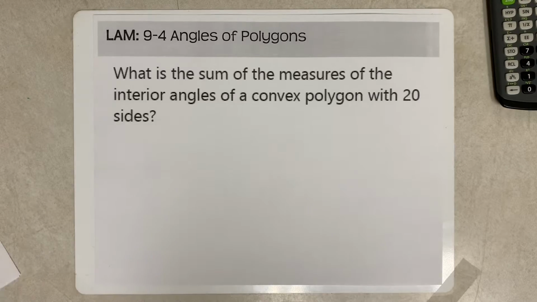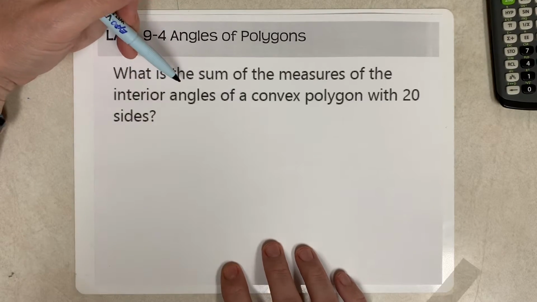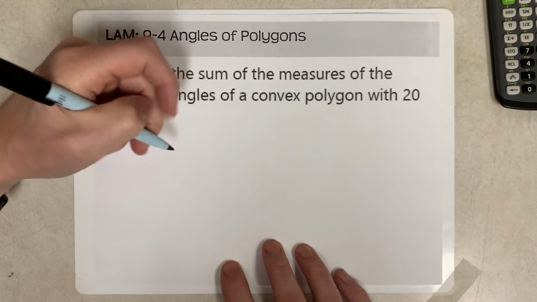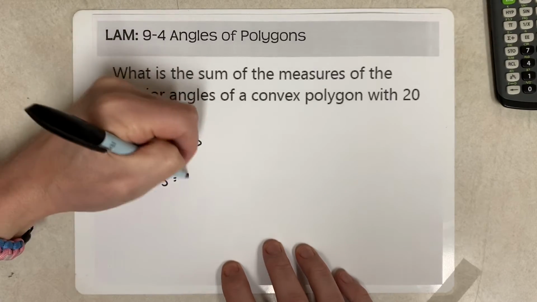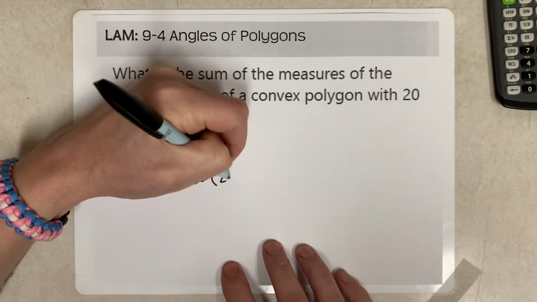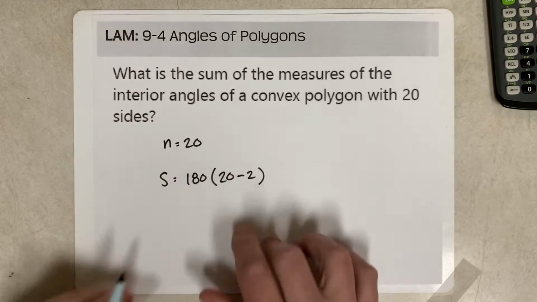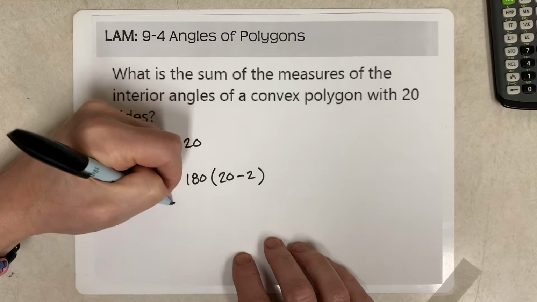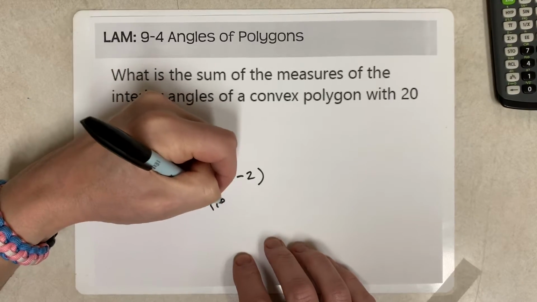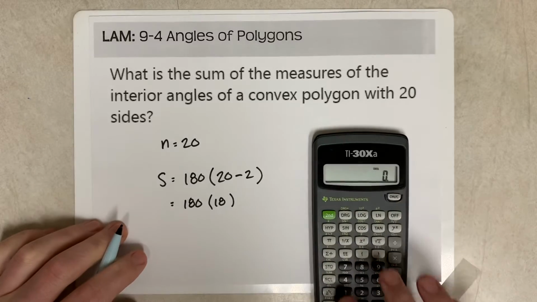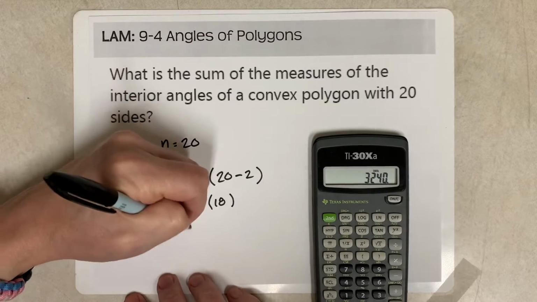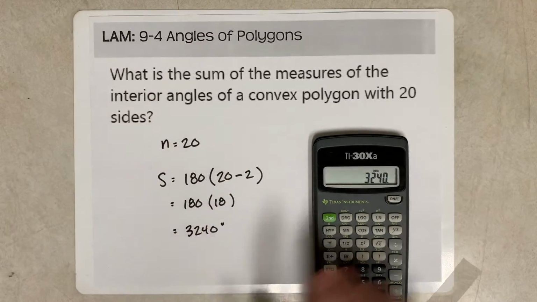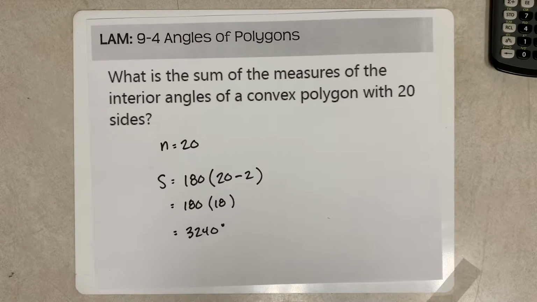Here's one. What's the sum of the measures of the interior angles of a convex polygon with 20 sides? This time we have n, the number of sides, equal to 20. So S is equal to 180 times (20 minus 2). Really the only mistake people make is they forget to subtract 2. So now we have 180 times 18. We grab the calculator, 180 times 18, and we get 3,240 degrees. That was the sum of the measures of the interior angles of a convex polygon with 20 sides.